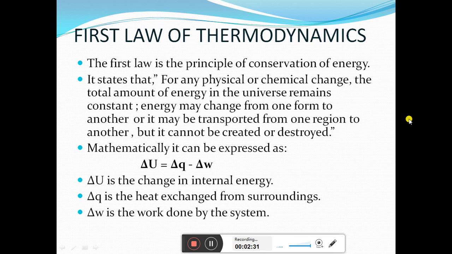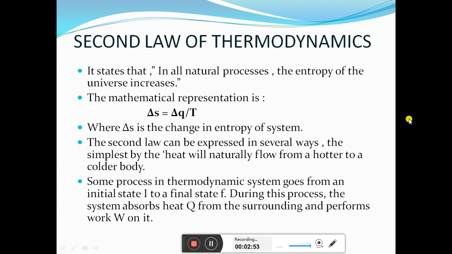We can also represent this by means of delta W. When delta W is positive, work is done by the system, giving a decrease in internal energy. When delta W is negative, work has been done by the surroundings, giving an increase in the internal energy. The next is the second law of thermodynamics.